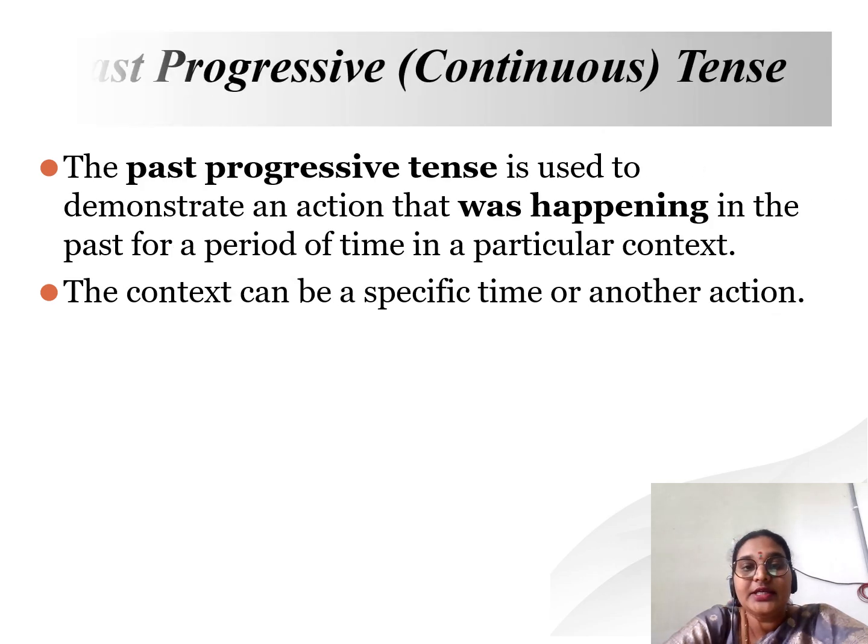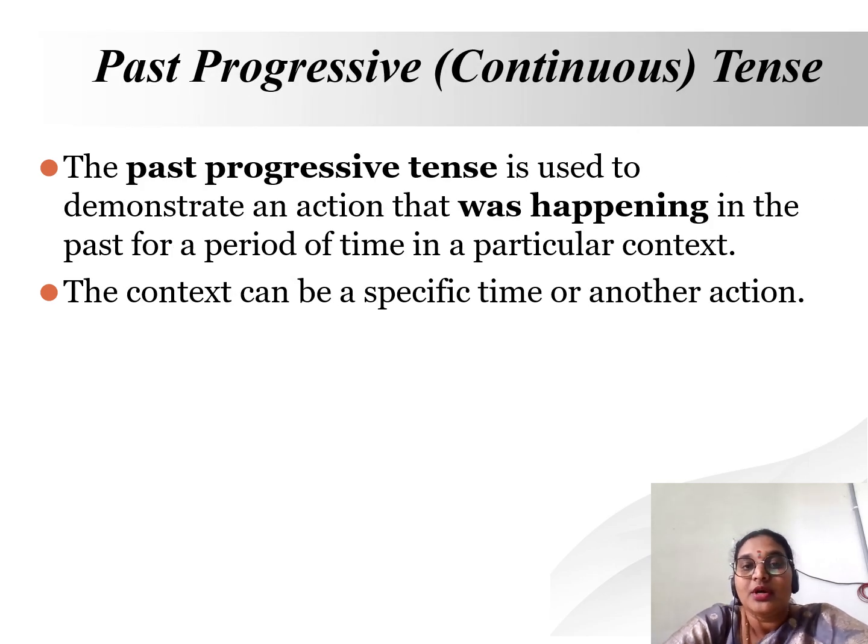Another one is past progressive or past continuous tense. If you can see the usage of past progressive tense, this is used to demonstrate an action that was happening in the past for a period of time in a particular context, or you can also say at a particular point of time. If the action was continuous, or if the action was going on, then you can take the help of this past progressive or continuous tense.